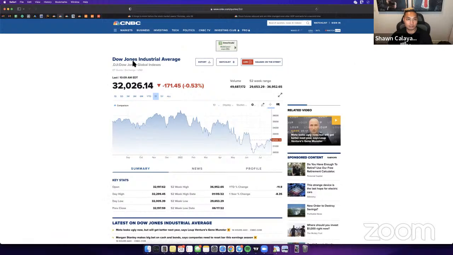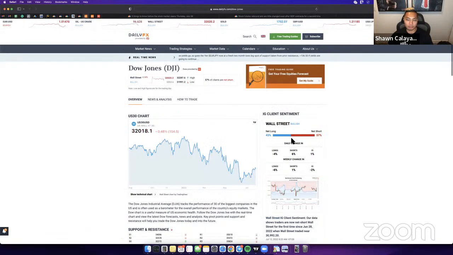The fundamentals here are indicating a sell. The retail sentiment over here is indicating a buy. So with that said, they both clash, and now it's going to be considered neutral. So there's no bias in the market. It's basically neutral because this is indicating a buy, while this is indicating a sell.